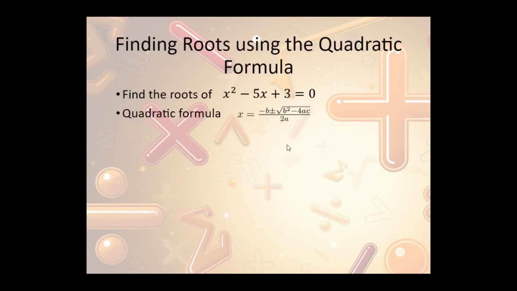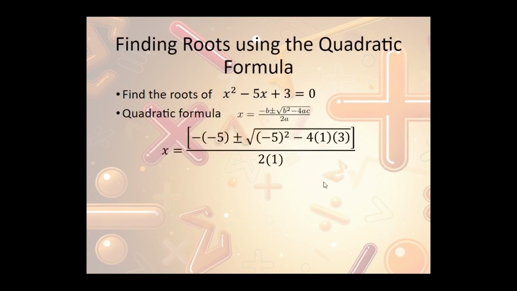Okay, so let's take a look here. We're given x squared minus 5x plus 3 is equal to 0, and we're asked to use the quadratic formula. So we're going to plug in. Negative b becomes negative negative 5, which is positive 5, plus or minus the square root of negative 5 squared minus 4 times a, which is 1, times c, which is 3, all over 2 times a, which is 1. And we end up with this. All I did was plug into the formula.